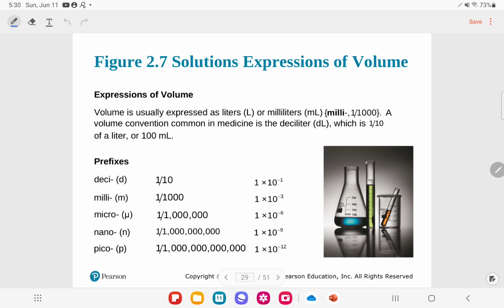And so this just gives you the expression of volumes. Volume is typically going to be expressed in liters or milliliters, right? So milliliter is going to be 10 to the negative 3. And then micro, we also talk about microliters too. Not so much in everyday life, but in science for sure. Micro is going to be 10 to the negative 6, nano 10 to the negative 9, pico 10 to the negative 12. Okay.